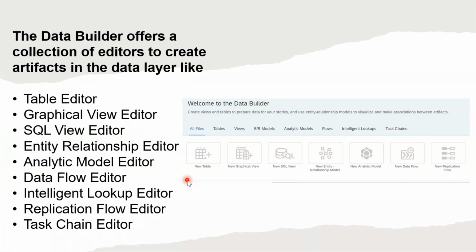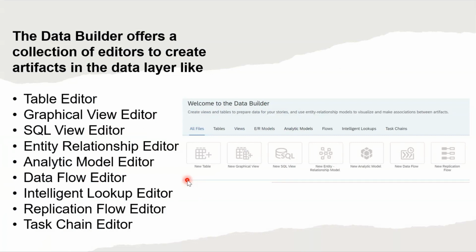So moving to the data builder. Data builder offers a collection of editors to create artifacts in the data layer. And those are table editors. Table is basically where you store your data. So you can create a table with a list of columns, and you can also assign what will be the keys of that table, what will be the nature of that table, whether it's a dimension table, a relational table, or a fact table. You can also select the type of the table, which is also known as semantic usage.